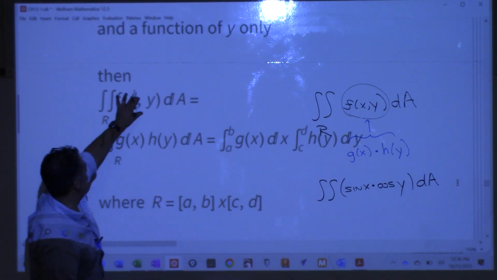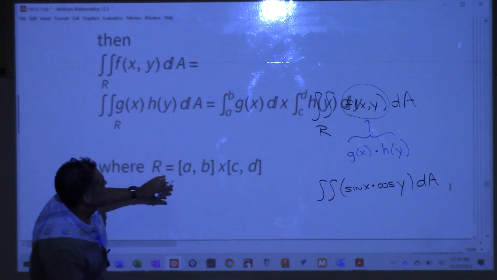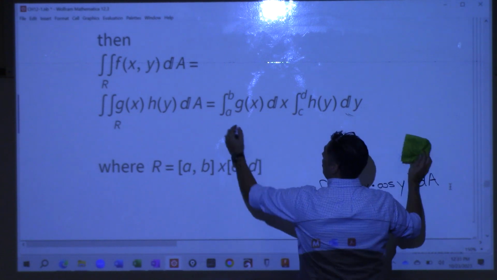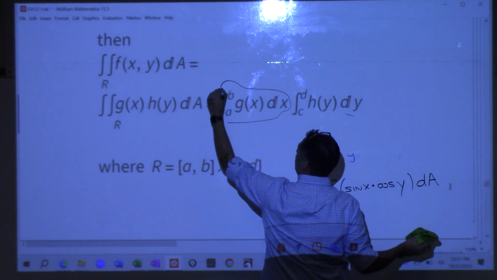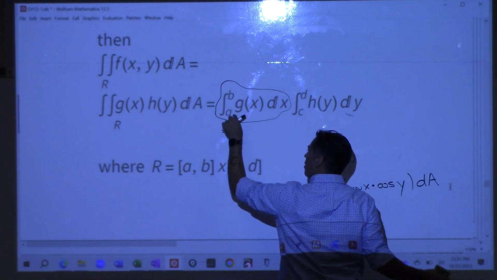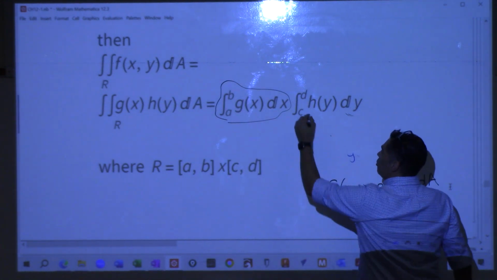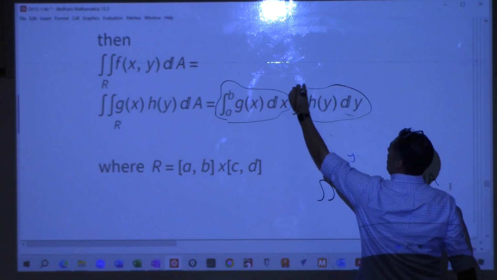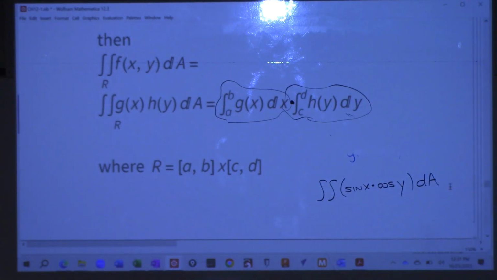So instead of doing that, you'll do the integral that has the x stuff in it. You'll do it with respect to x, and you'll use the limits of integration on x. You will multiply that answer times the y stuff as a separate integral. So you can split it into two, all right?